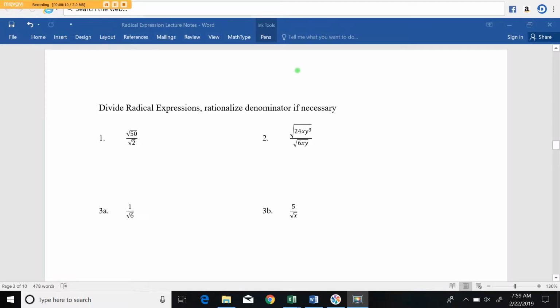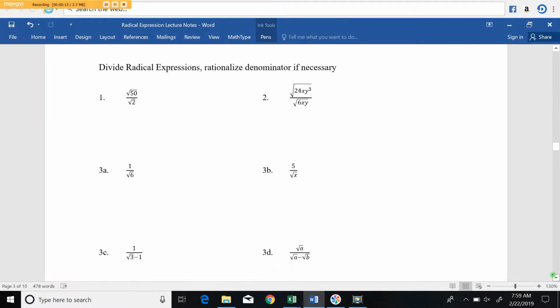I'm making this video here to talk about how to divide rational expressions and how to rationalize denominators if necessary. So let's see, as we look at these, I'll take a look at this first one. There's, again, different ways we can handle this.